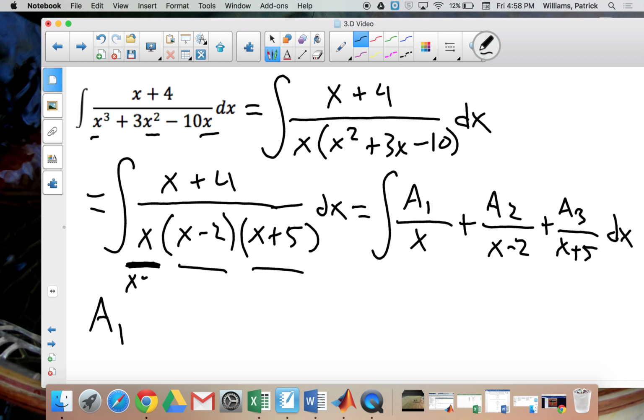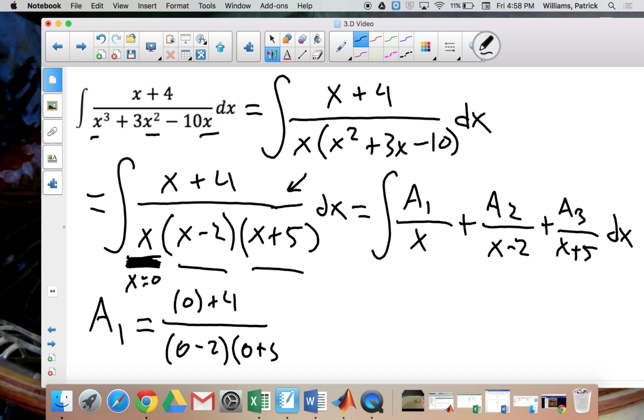Well, it's x is equal to 0. So what we want to do is plug in x is equal to 0 into this fraction with that first x term covered up like it doesn't exist, and solve it from there. That's going to end up being on the top 0 plus 4 over on the bottom, remember, we cover up this first term, we pretend it doesn't exist, 0 minus 2 times 0 plus 5. If we do that, what do we get? We end up getting negative 2/5.